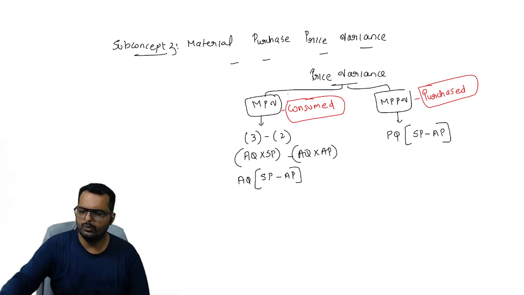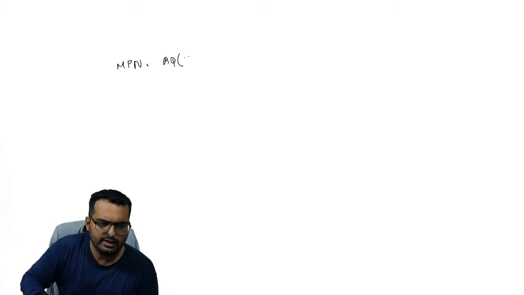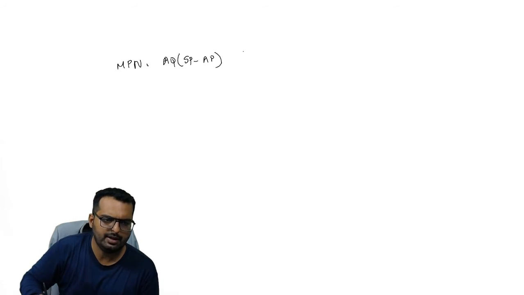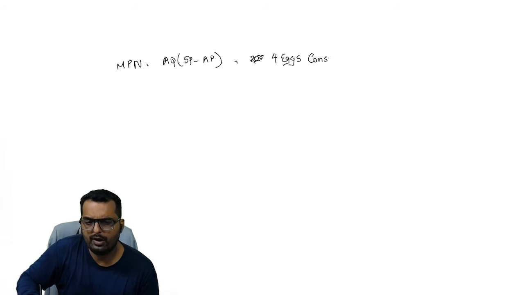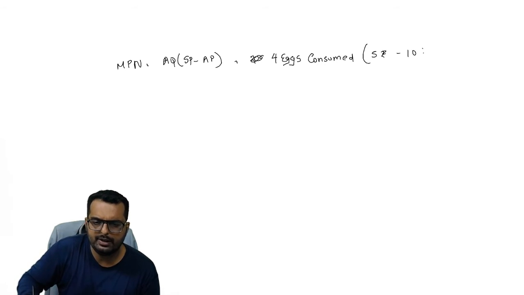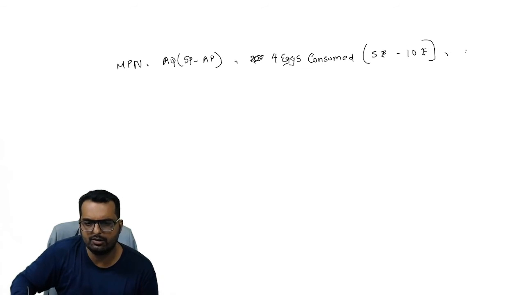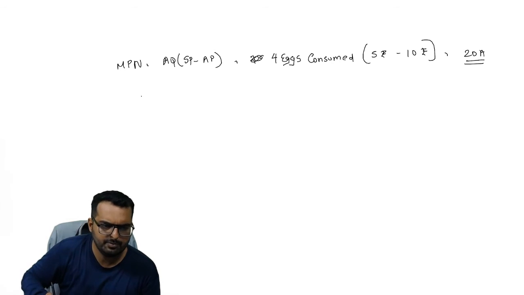All right. I'll now give you an example based on this. So we learned MPV. Let me write it down over here. MPV: AQ into SP minus AP. Am I right? So that is Anshuman's case. How many eggs were consumed? 4 eggs consumed at 10 rupees instead of 5 rupees. That is how you made a loss of 20 adverse.